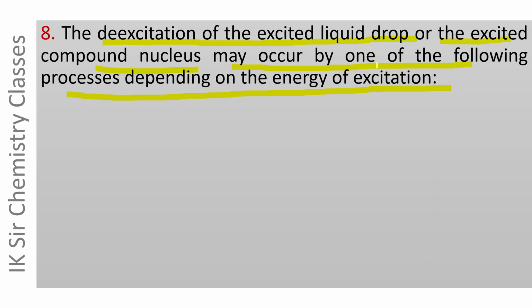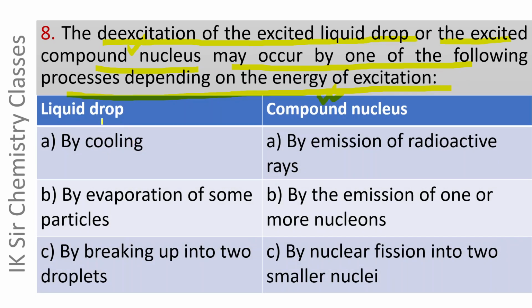The excited liquid drop or the excited compound nucleus undergoes de-excitation by various processes, and the process by which de-excitation takes place depends upon the energy of excitation of the liquid drop or the nucleus. A liquid drop may undergo de-excitation by cooling. Similarly, a compound nucleus may undergo de-excitation by emission of radioactive rays. A liquid drop may undergo de-excitation by evaporation of some of the particles. Similarly, the nucleus may undergo de-excitation by the emission of one or more nucleons.